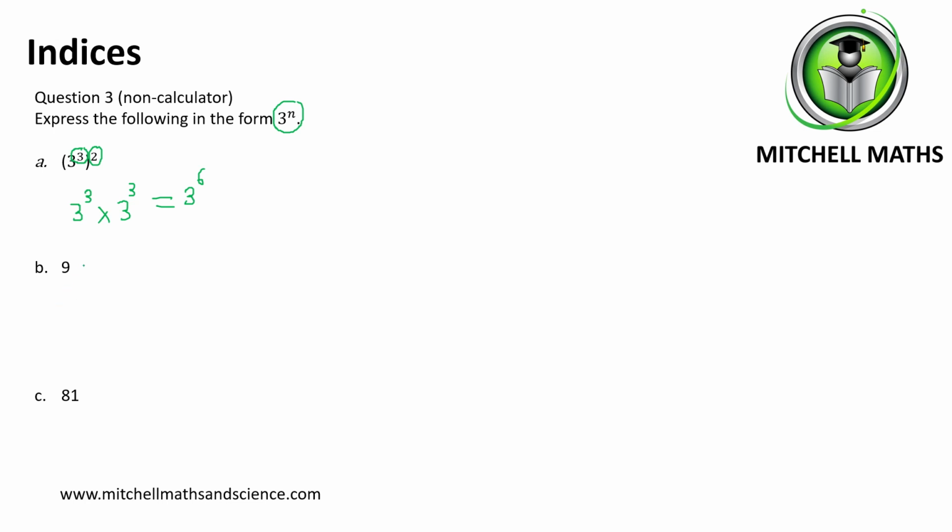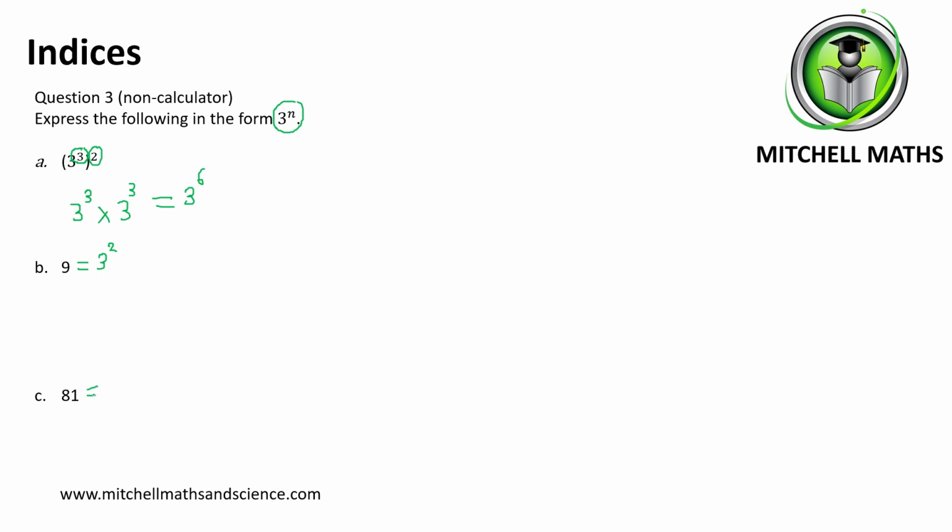Now, for the next one, we've got 9, but we need to express it in the form 3 to the power of n. So we need to think, 3 to the power of what is going to equal 9? If you think back to those tables, it was actually 3 squared, because 3 times 3 is equal to 9. So the answer for this one would be 3 squared.